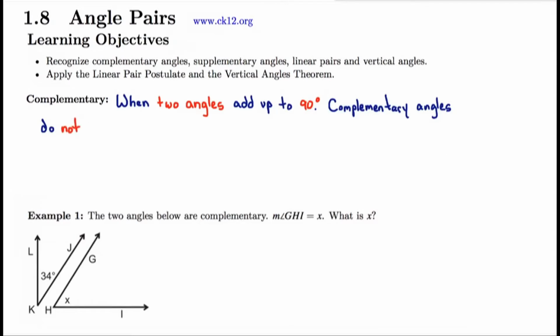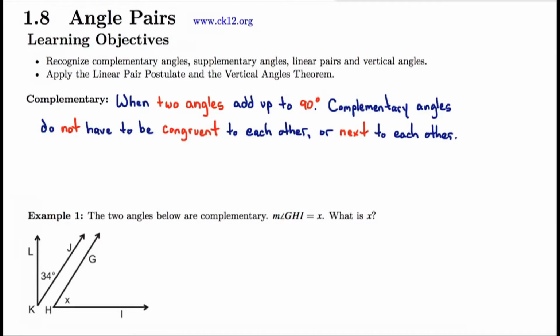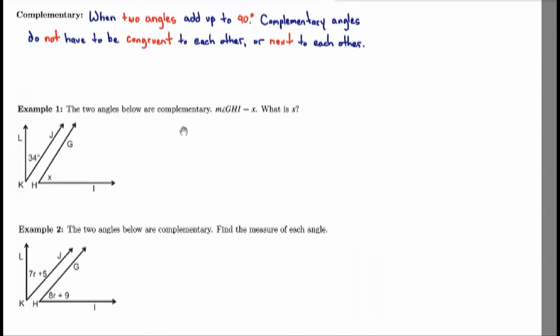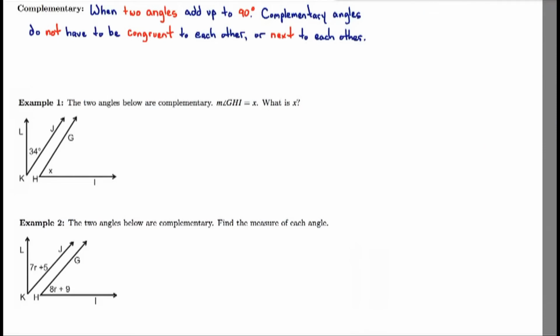So complementary angles do not have to be congruent, and they don't have to have the same measure, and they don't have to be next to each other. They don't have to be adjacent in order to be complementary. So let's take a look at example 1. The two angles below are complementary.